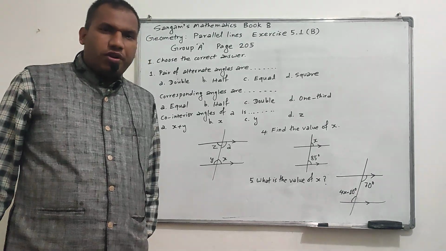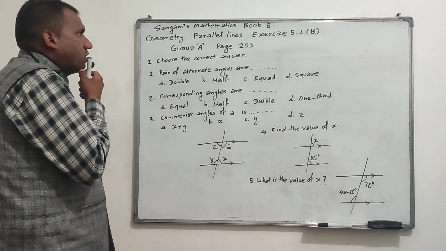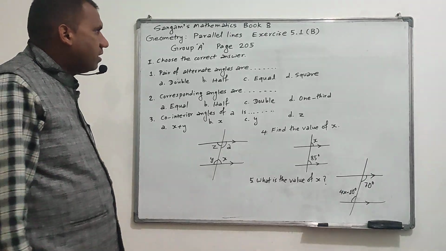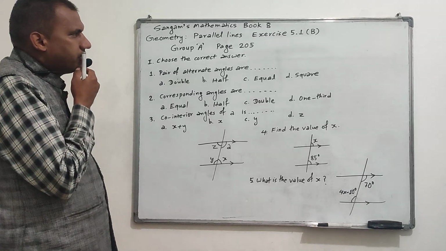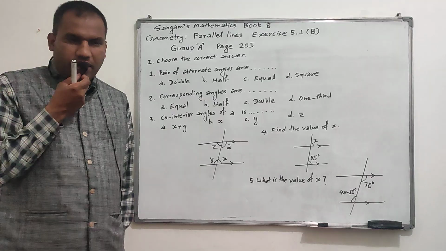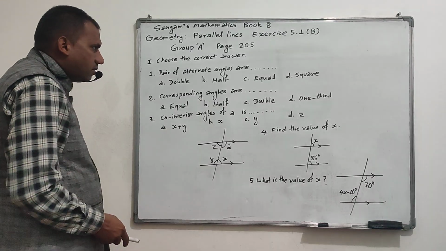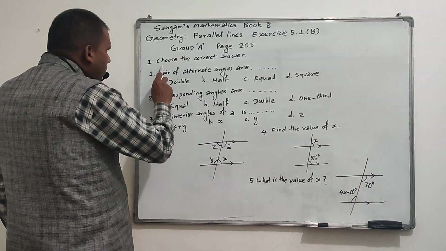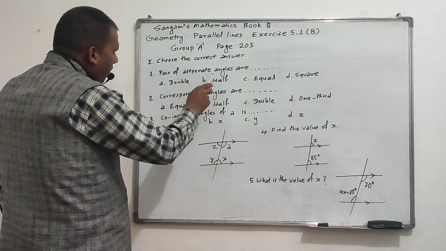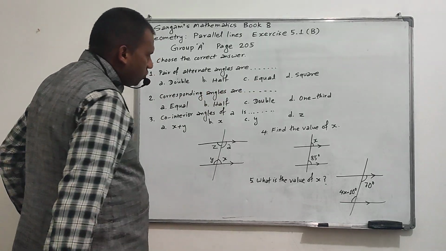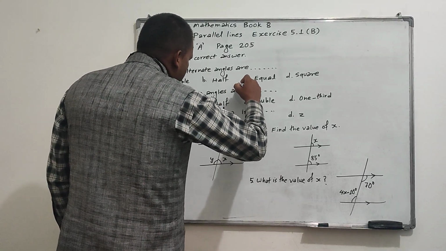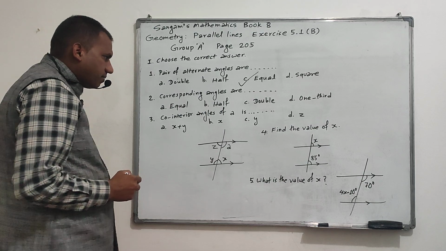Okay, my dear students, today we will do some questions from Sangam Mathematics Book 8, Geometry topic Parallel Lines, exercise 5.1b, Group A, page 205. Let's start. Choose the correct answer. Question number 1. Pair of alternate angles are ... So we know that pair of alternate angles are equal, so option C is the correct answer.